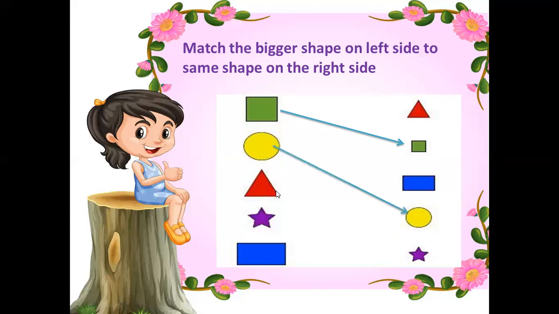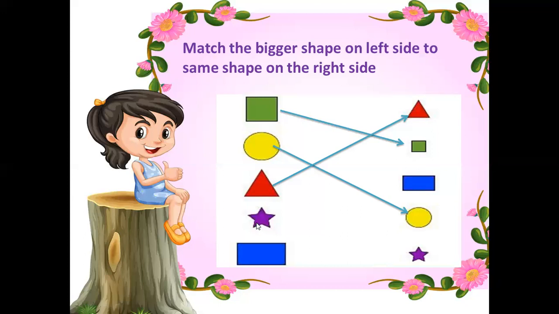Now it is a triangle, a red triangle. First of all, find where is the triangle. This one, this one, yes, this one. This triangle and this triangle are the same. So match it. But this one is big and this one is small.